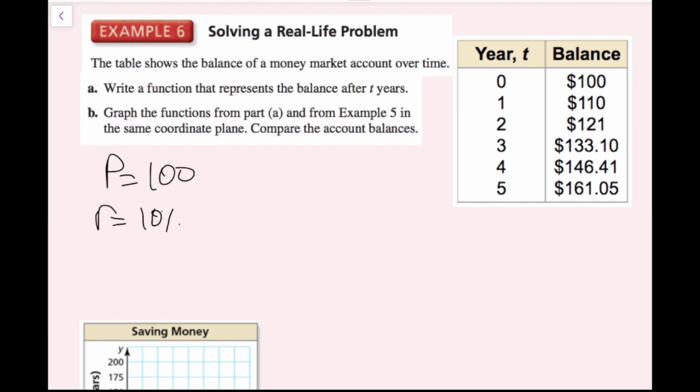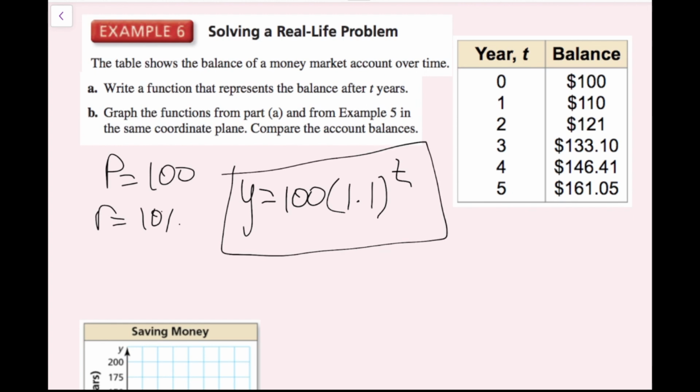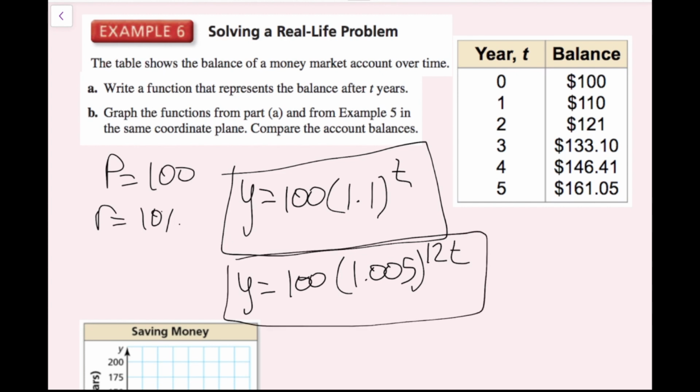And this looks like it's just yearly. So my equation is going to be y equals 100 times 1.1, that's my 1 plus 10%, to the power of t. So that is the equation here. If you remember, my equation from the last example was y equals 100 times 1.005 to the 12t. So I'm going to graph both of these equations for part B, and then we're going to compare them.